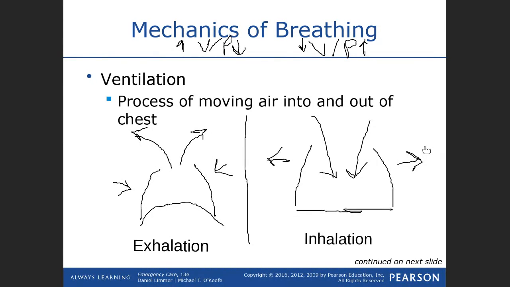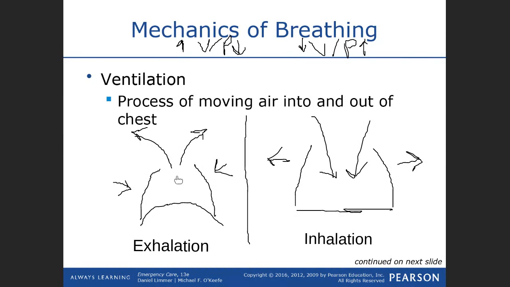Everything that is happening when the diaphragm moves up when it's relaxed and the rib cage moves in, it is decreasing the intrathoracic space. So the volume in this space has decreased. So it's going to cause an increase in pressure. And that pressure will push the air out of the lungs.